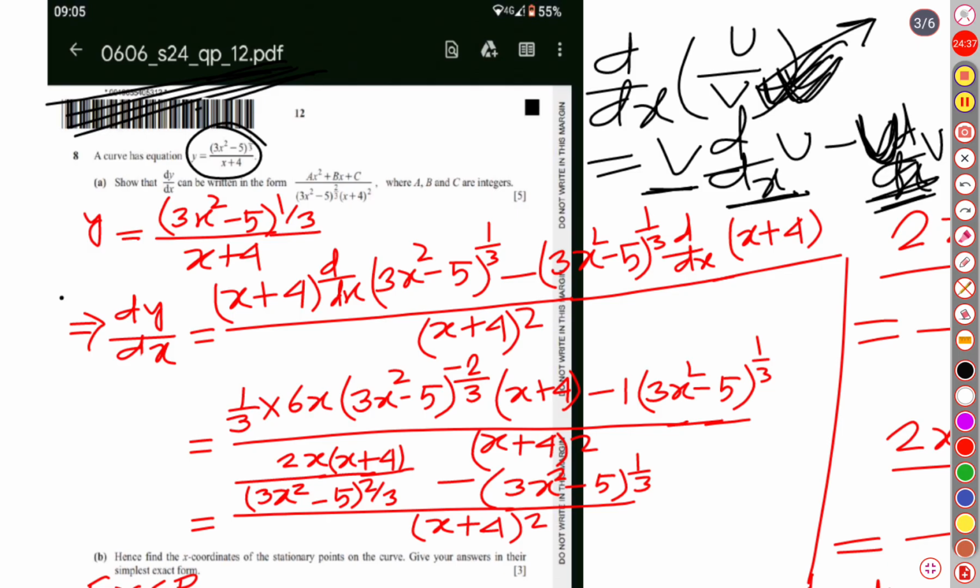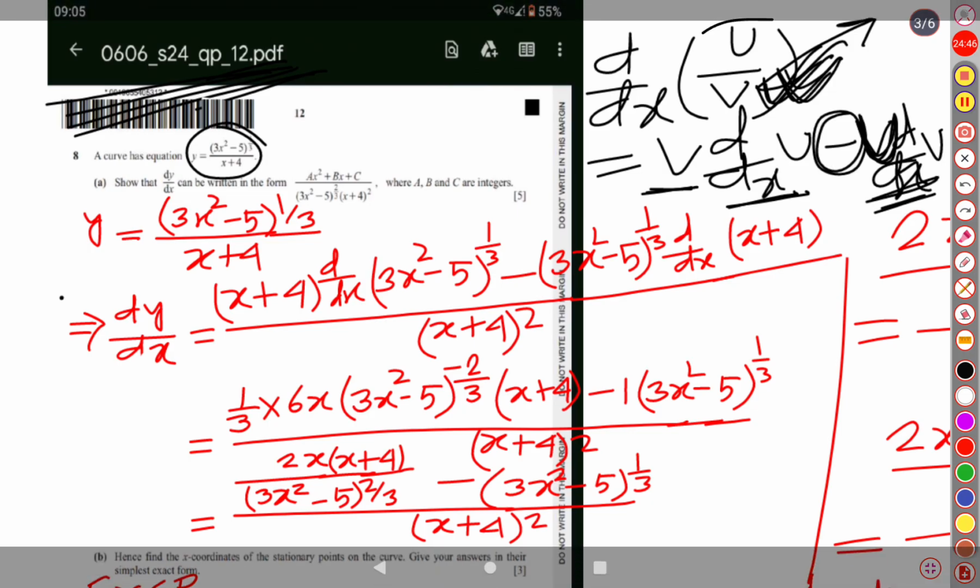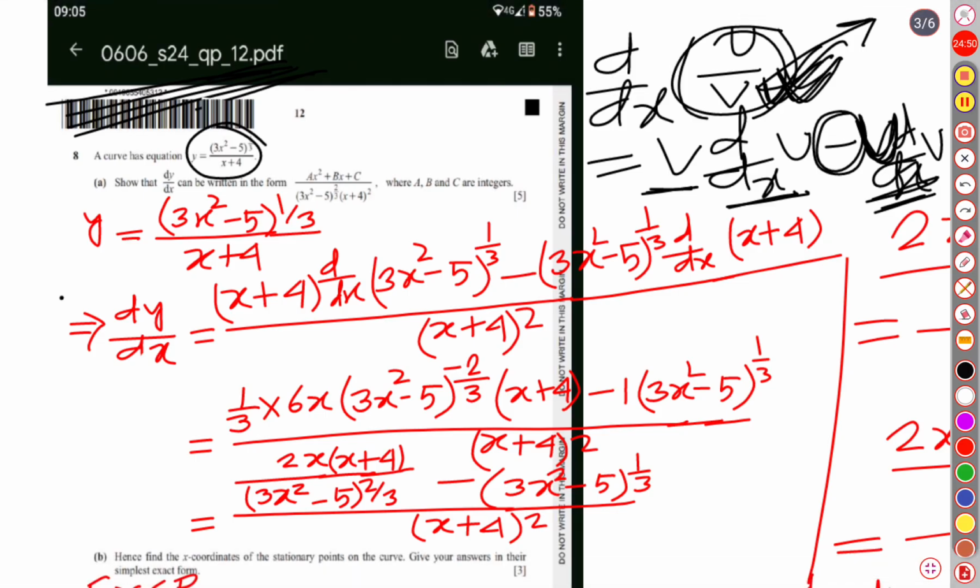Just the difference between quotient rule and product rule is this symbol. In between them, the symbol will be minus if it is quotient rule, means if it is a fraction. If it is not a fraction in multiplying state, then this will be plus symbol. So what have we done here?